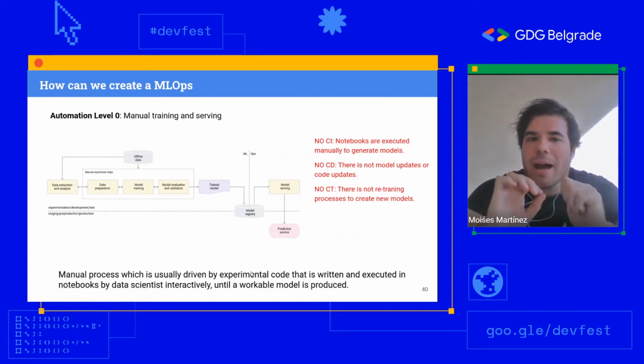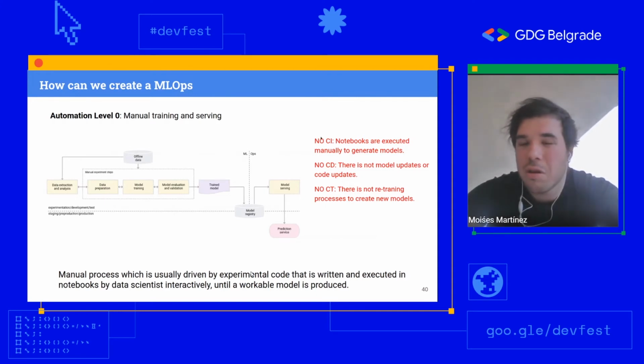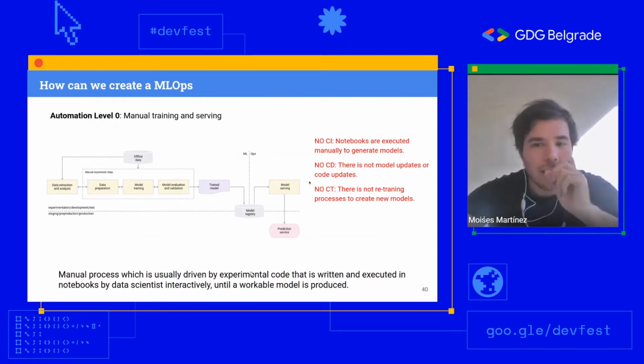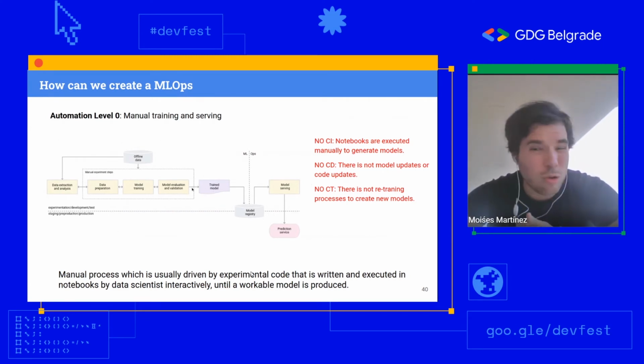The problem of this manual train and serve process is that there is no continuous integration, because usually people work over notebooks, which are executed manually to generate this model. There is no continuous deployment, because there is no model update or code updating. This is updated on a computer, and the model is generated there. And there is no continuous training, because there is no retraining process to create a new model in an automatic way. Maybe the person or the team that is developing this is creating new models, but they are creating them in a manual way, which does not reach the property of continuous training.